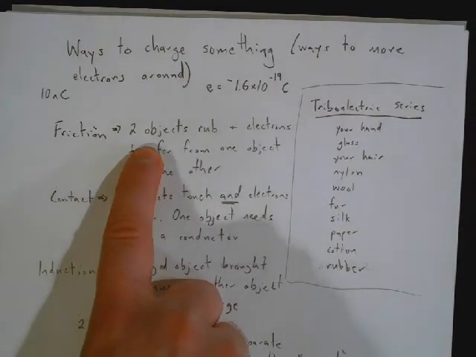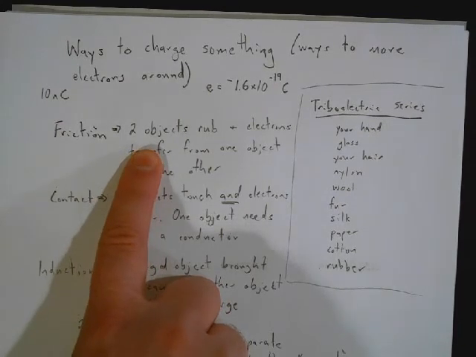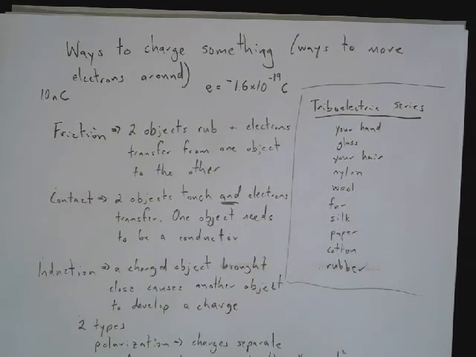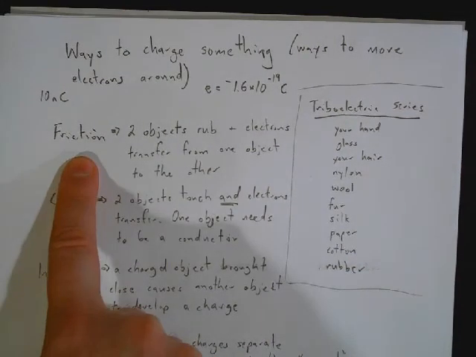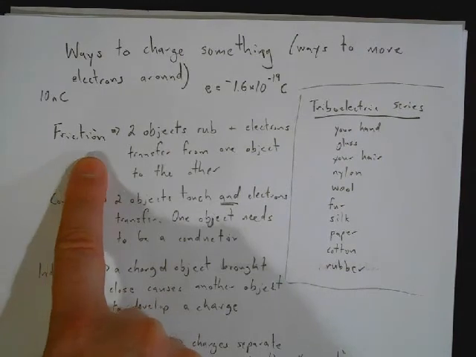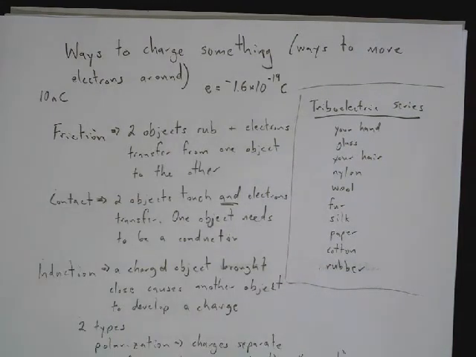Okay, charging by friction. In the wintertime, if you have cloth seats, getting in and out of your car, you a lot of times will develop a charge. Why? Charging by friction. When you rub two objects together, electrons rub off of one and onto the other. Well, how do you know which way the electrons go?